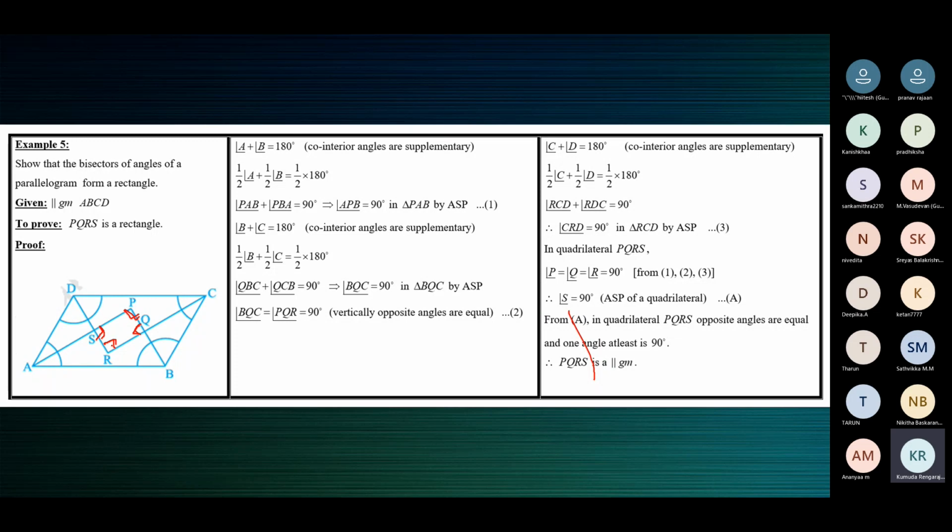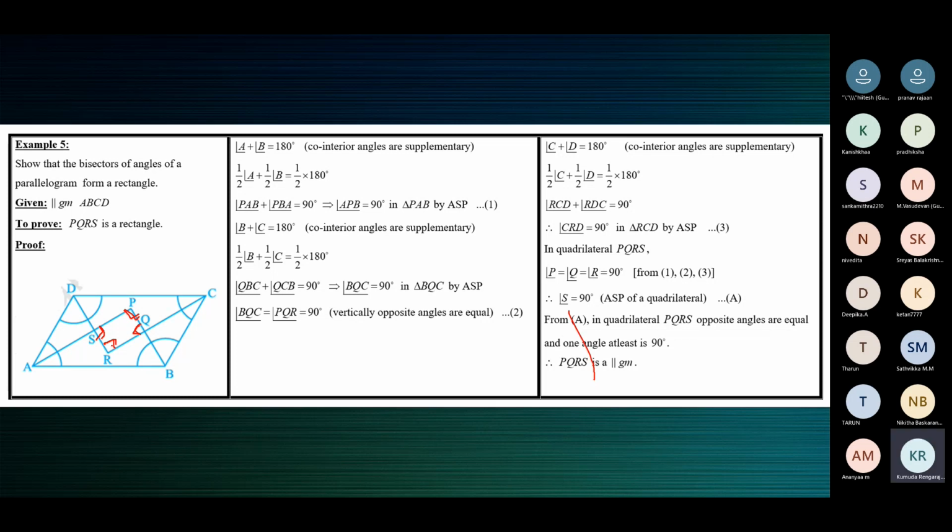So it's a parallelogram. In quadrilateral PQRS, both pairs of opposite angles are equal. All angles are equal, that's correct, but are opposite angles equal? Yes, they are equal. So in a quadrilateral, when both pairs of opposite angles are equal, it's a parallelogram. So PQRS is a parallelogram.